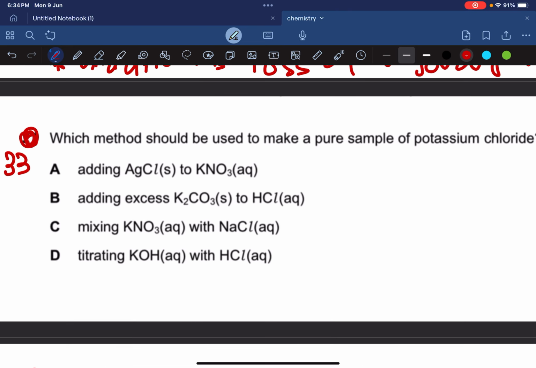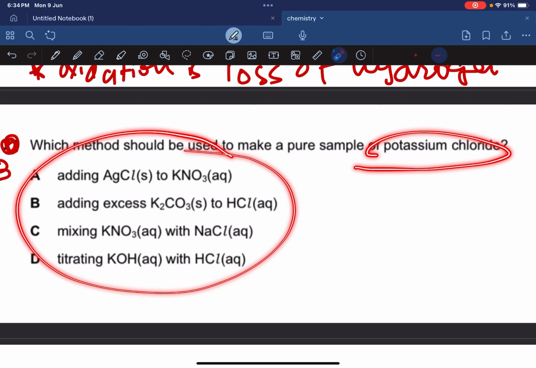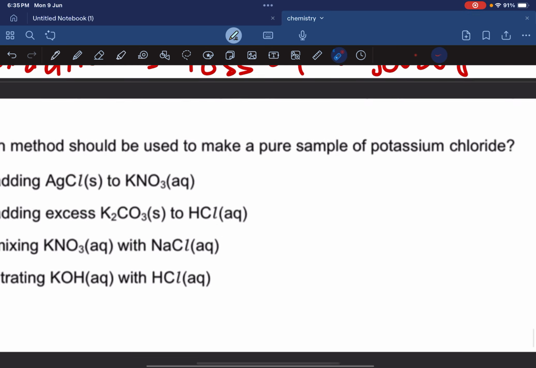Okay, which method should be used to make a pure sample of potassium chloride? Now if anyone of you can tell me this, I'd be really impressed by your skills if you're able to figure out which method you are going to use. All methods are correct. Not even a single method is wrong. But what are we going to use? What do you guys think? Try to think about it.